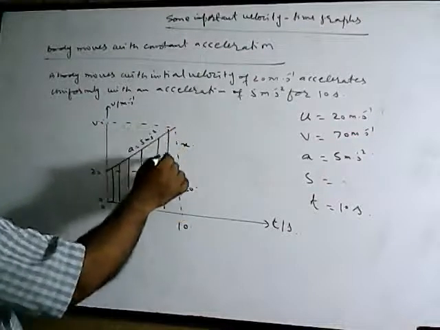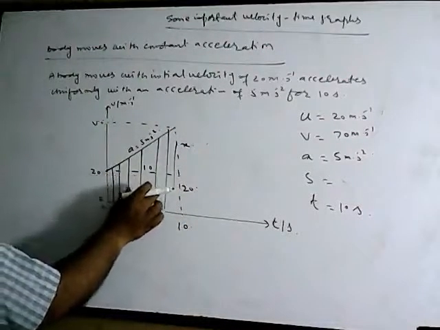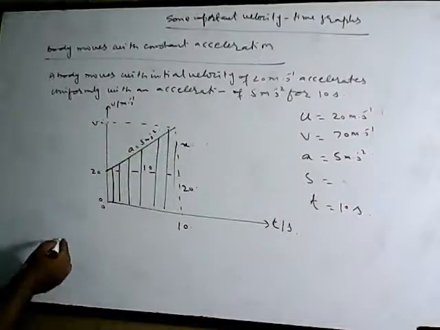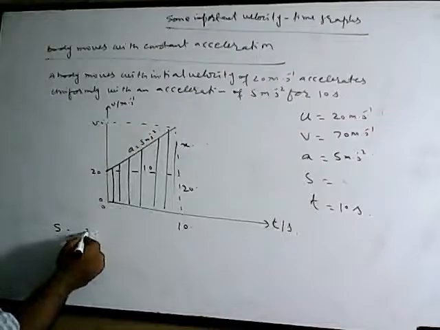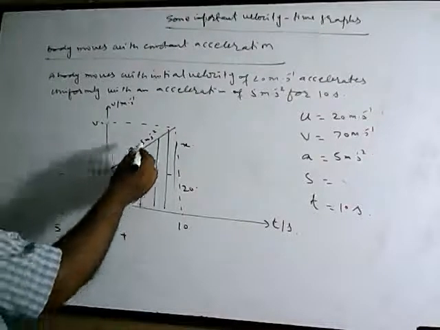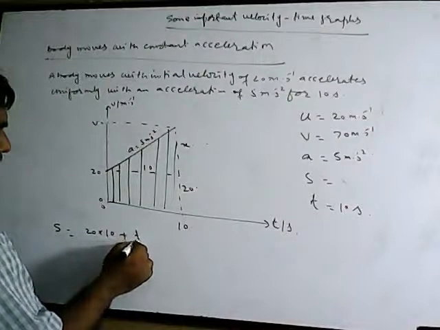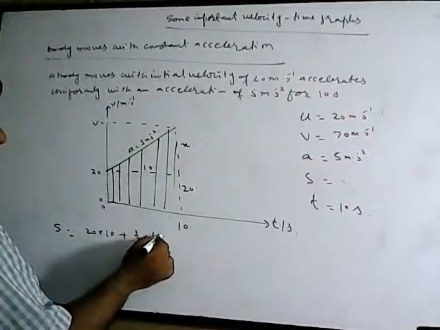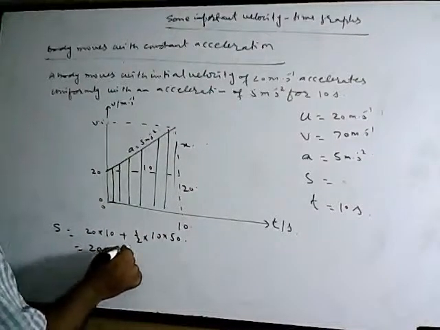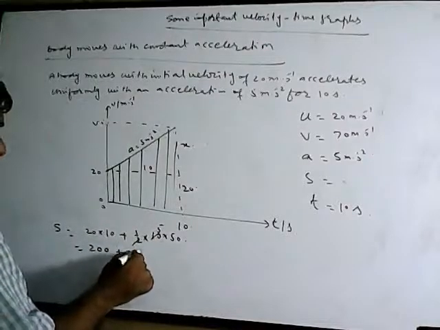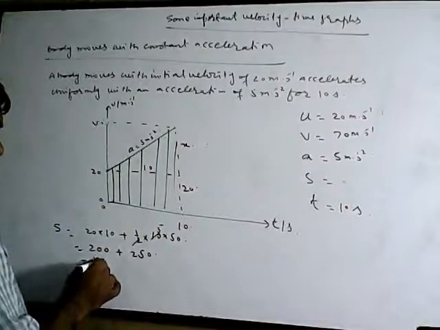Now you can find this in two ways. Either the area of this rectangle plus the area of this triangle. If you do it this way, the area of this rectangle is how much? This is 20 and this is 10. 20 into 10 plus the area of this triangle, which is 1 upon 2 into this 10 into this 50. So this comes out to 200 plus 250, so it is 450 meters.